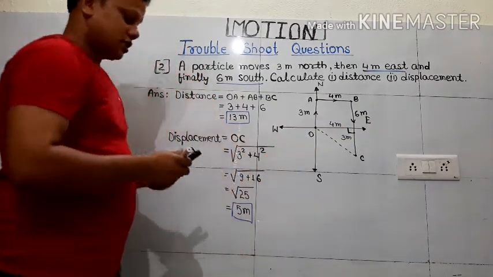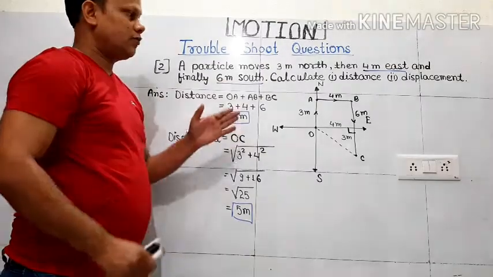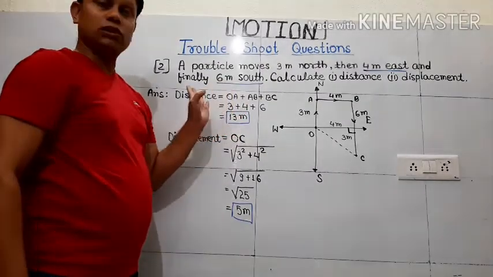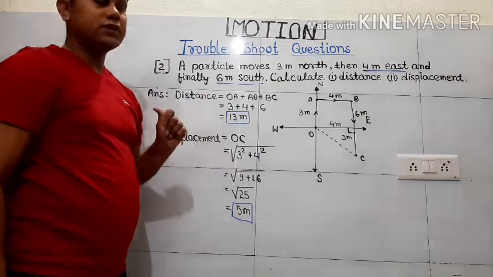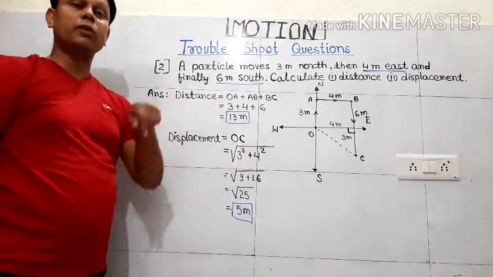Now after showing this situation on a diagram, we have to calculate the value of distance and displacement. Now for getting distance, we will measure the length of the whole path.